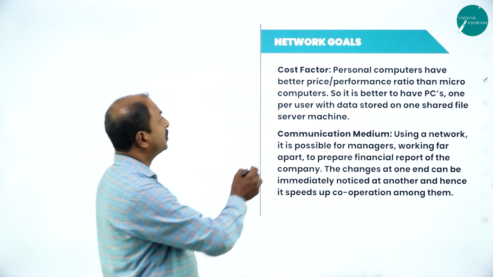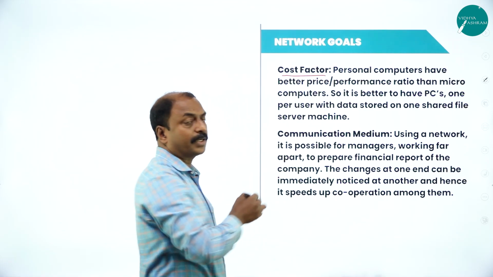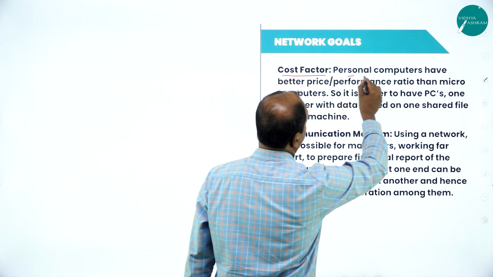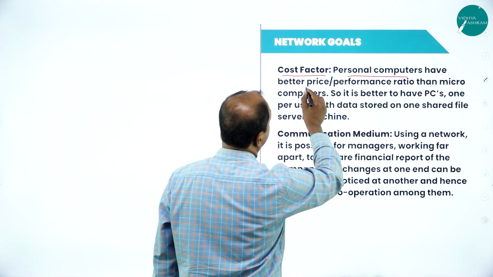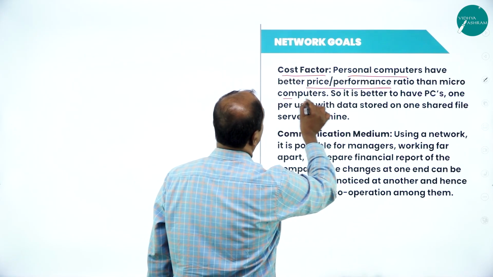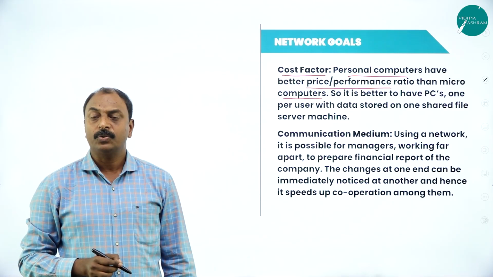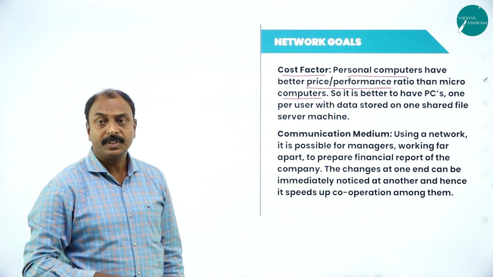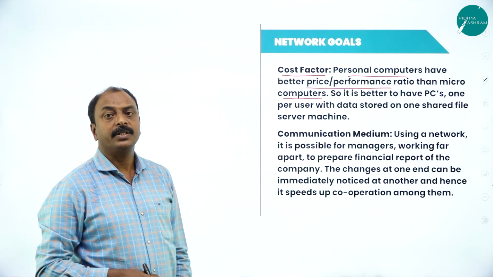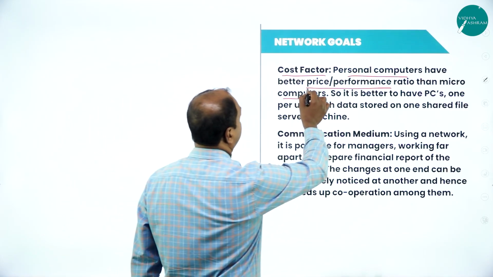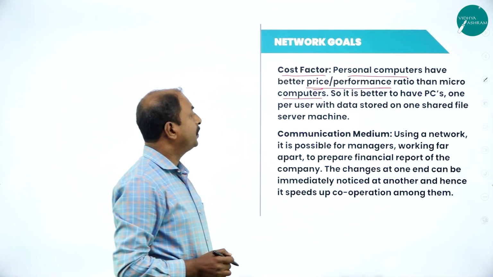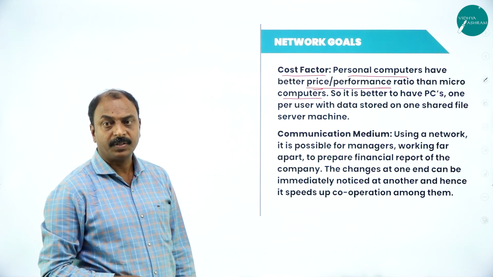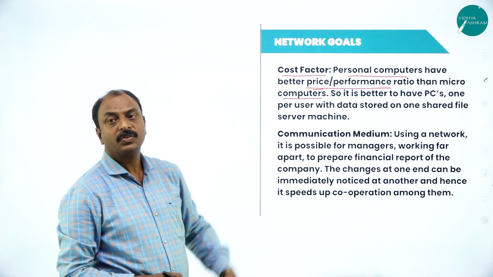Next one is cost factor. Another important point is cost factor. PCs, meaning personal computers, have a better price performance ratio than microcomputers. So making use of PCs helps us in cost factor, and it is also better in terms of price as well as performance. So it is better to have PCs in your computer network in terms of cost factor.